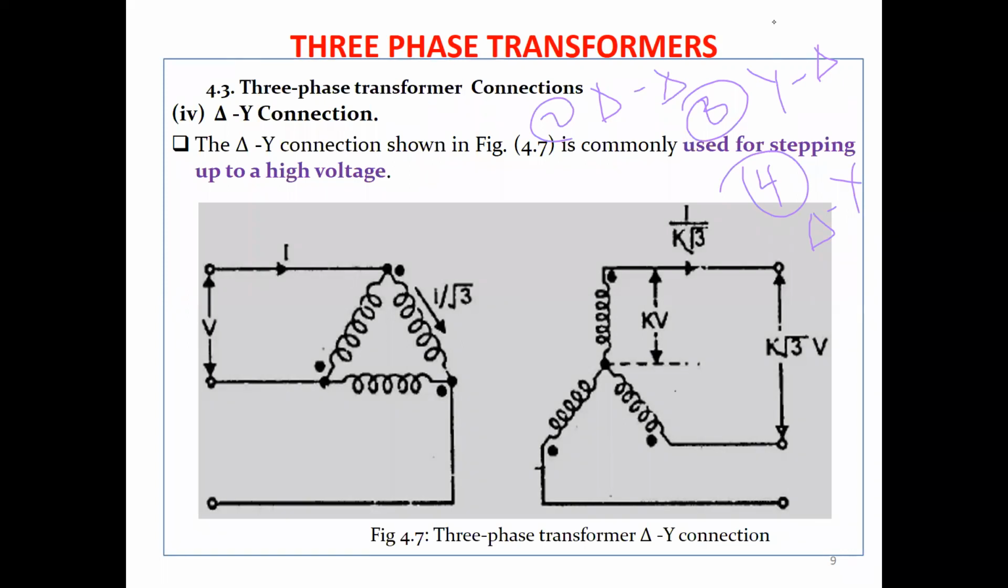Out of the four connections, we have seen that the third one, which is a star to a delta, is used to step down. A star to a delta is used to step down, while a delta to a star is used to step up. So that is what we have just learned today: a delta to a star is the connection that is used to step up.